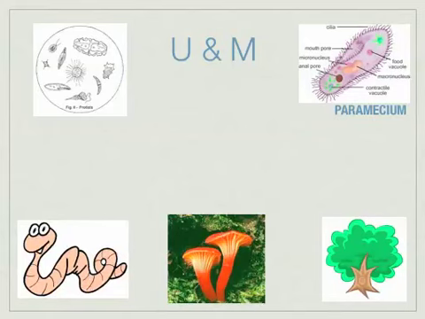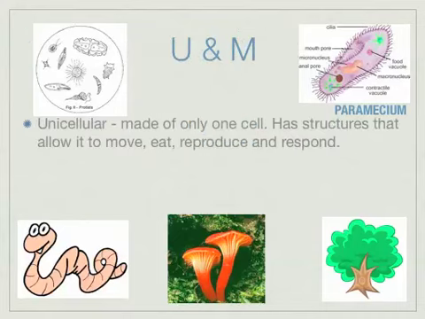Let's talk about unicellular and multicellular. A unicellular organism is one that is made up of only one cell. What's really important about unicellular organisms is that they have the structures that allow it to do everything it needs to survive. So they have structures that allow it to move, eat, reproduce, and respond.